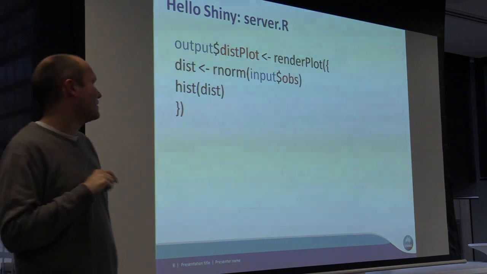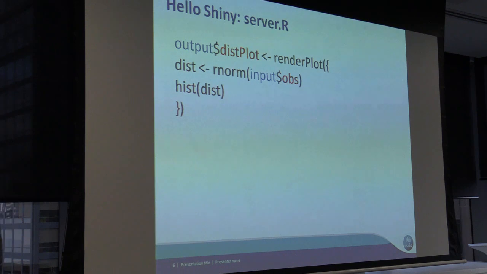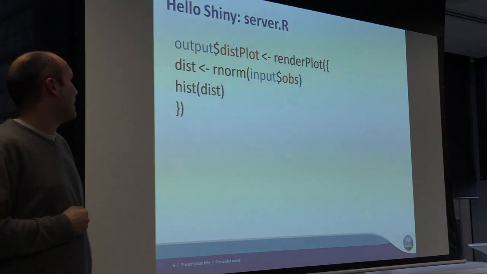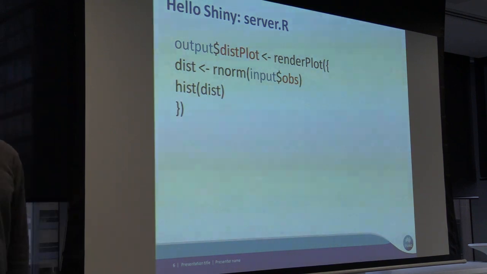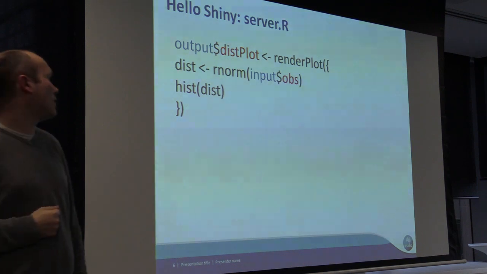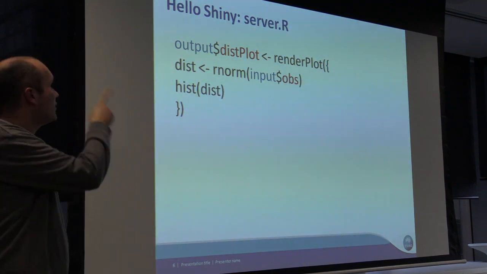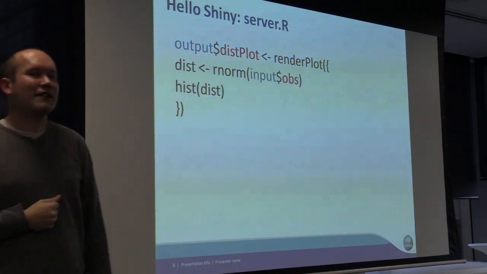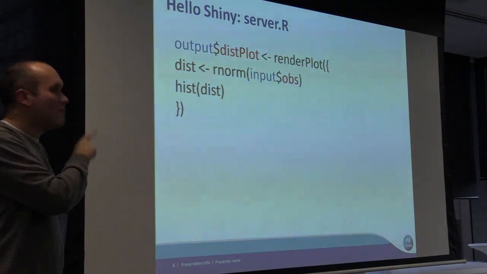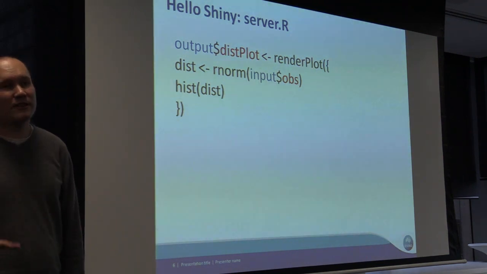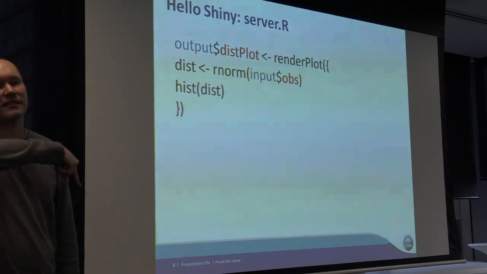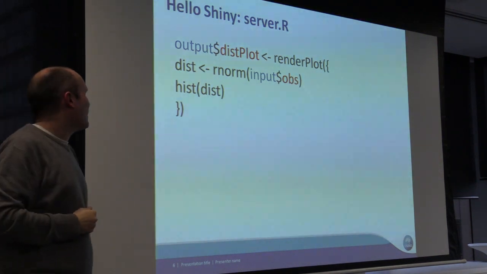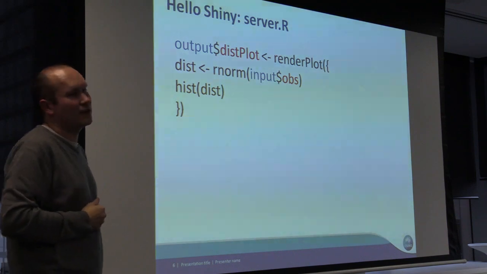Okay. So output is the list. In this case, we're only defining a single element, which is distPlot. So we're defining an element of that list. We're using renderPlot, which is an R Shiny function, okay, to render plots. And then you define your plot in here. So in this case, I'm using the rnorm function because we were simulating normal random variables. Note that input is the list containing my inputs. It's obs because of the obs I used as an identifier previously. And so you simulate the random normal variables and you simply plot your histogram.